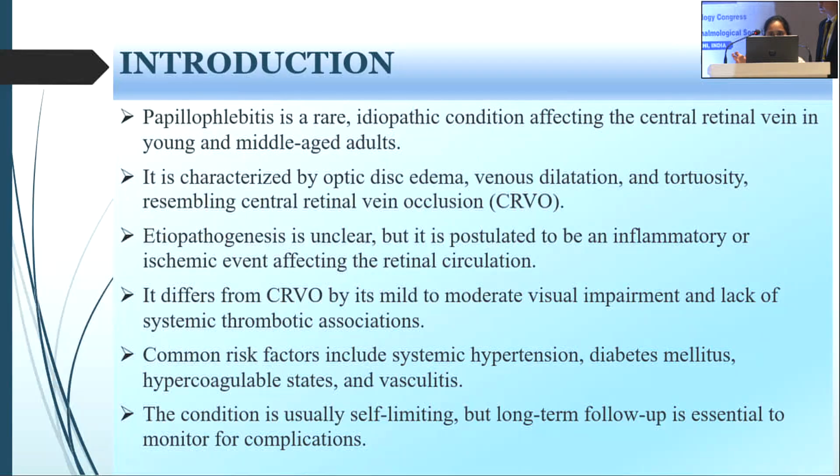Etiopathogenesis is unclear, but it is postulated to be an inflammatory or ischemic event affecting the retinal circulation. It differs from CRVO by its mild to moderate visual impairment and lack of systemic thrombotic associations. Common risk factors include systemic hypertension, diabetes mellitus, hypercoagulable states, and vasculitis. This condition is usually self-limiting, but long-term follow-up is essential to monitor for complications.